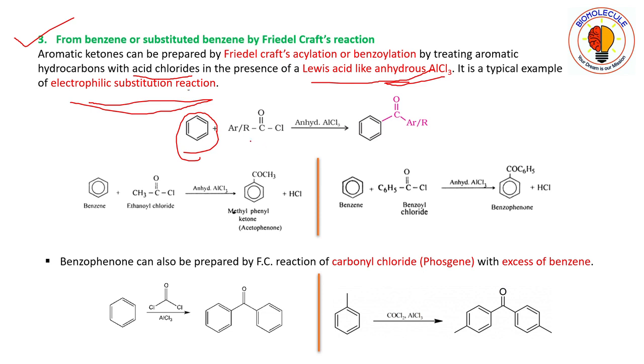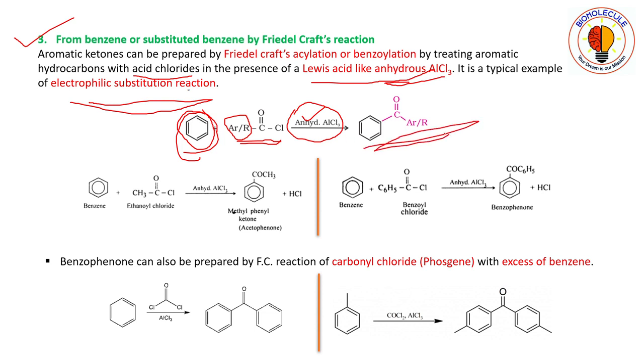And treat it with acyl chloride, aromatic acyl chloride. You take just an aromatic hydrocarbon here, that is benzene. You treat it with acyl chloride. This part may be alkyl or aryl here. Ar represents aryl, R represents alkyl. This may be aryl or alkyl, and you treat it with anhydrous Lewis acid. Anhydrous is important, anhydrous Lewis acid, then you will end up with a ketone.